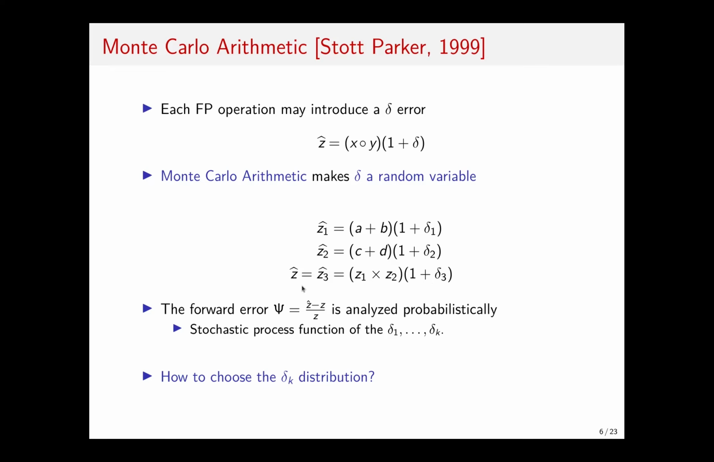And then we can model the forward error as the relative difference between z hat and z divided by z. And because it depends on the delta 1 to delta k, in fact, it becomes a stochastic process. And we can analyze the error probabilistically. That's the idea behind Monte Carlo arithmetic. So now the question is, how are we going to choose the distribution of the delta k?